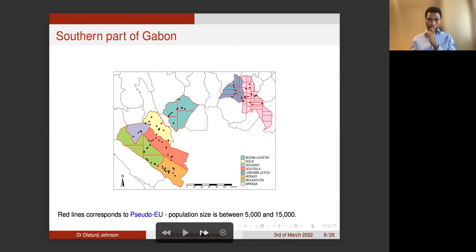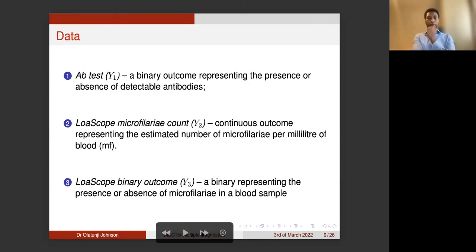And then we go to a bit more about the data that we've collected in this setting. So I've talked about three ways that they use in assessing the prevalence: the RAPLOA, the LoaScope, and the antibody. So in this particular survey that was carried out, only the antibody and LoaScope tests were carried out. So in each village they go to, they collect each individual's blood, and they carry out the antibody test and then the LoaScope test on each person in the village.